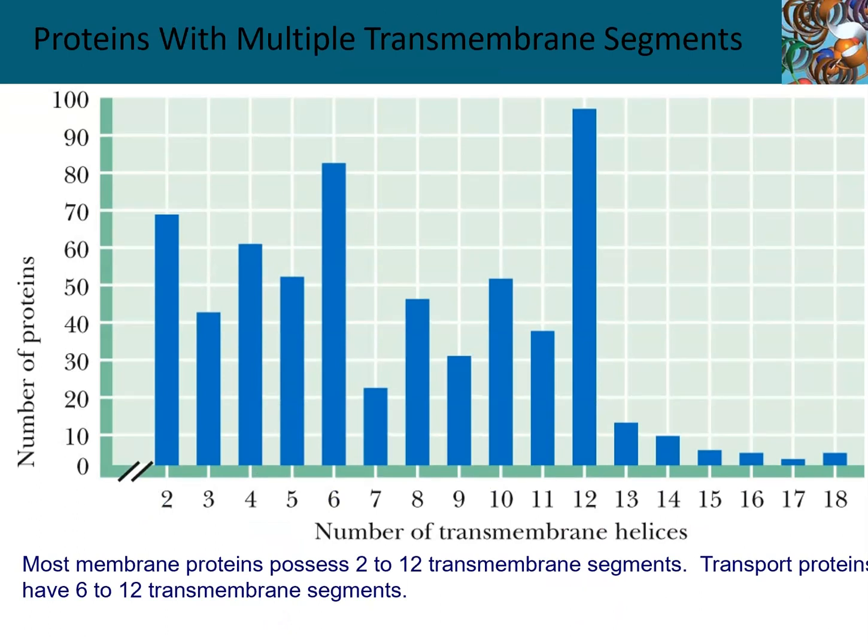Now, whereas the picture that we just came off of had a single transmembrane domain, it's much more common for integral proteins to have multiple transmembrane domains, and it's common to have anywhere between 2 and 12 transmembrane segments. Most transport proteins, because you're dealing with making a pore within a membrane that can be regulated, are going to have anywhere between 6 and 12. And sometimes you have a lot more, but that's a lot less frequent.